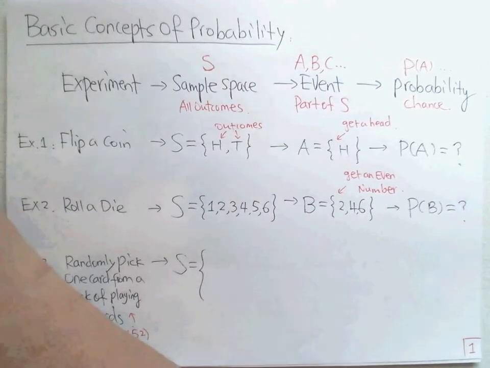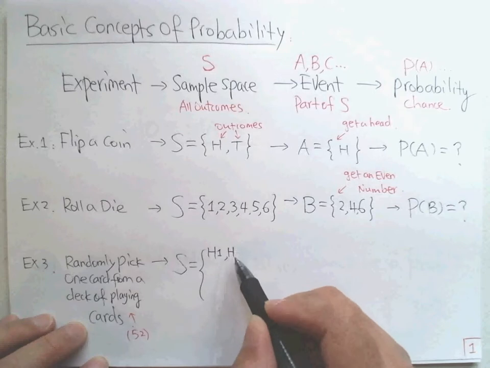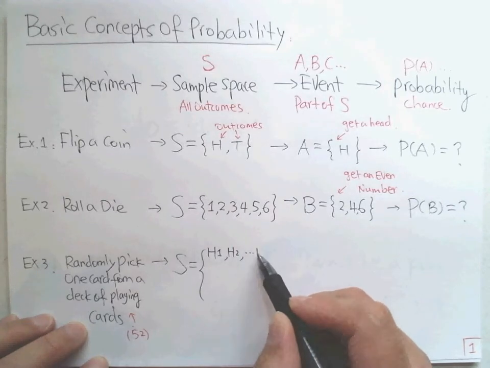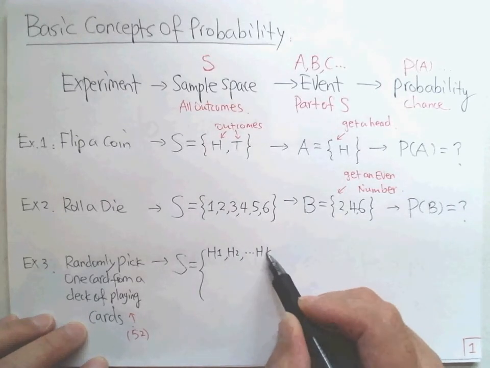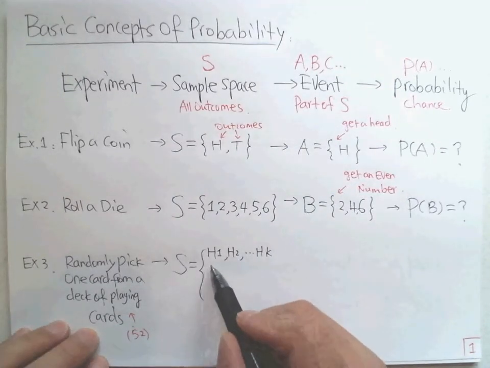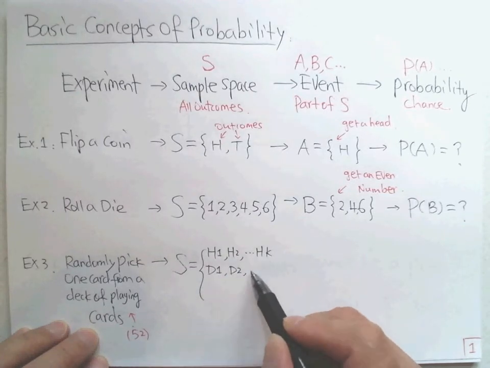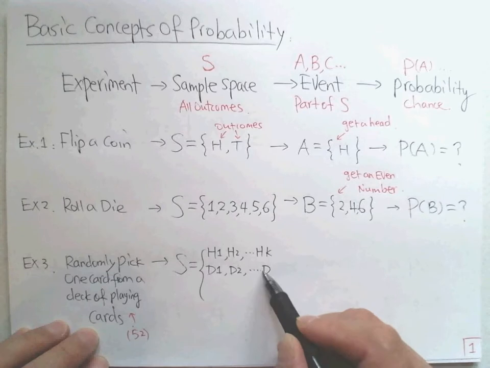So I wrote it in this way. If I say it's hot, that's red, right? Probably I get a heart 1 or heart 2, or the last equal to heart king, right? And we have diamond. So probably we can get a diamond. I use D. Okay, diamond 1, diamond 2, diamond 3. Continue goes to diamond king.